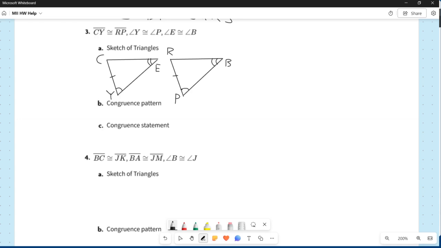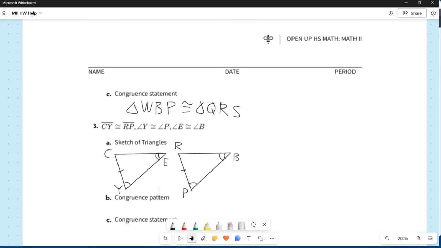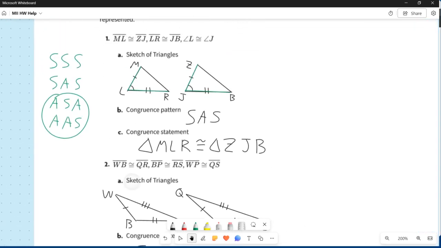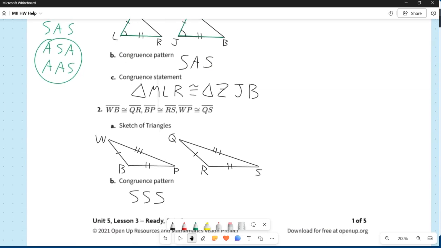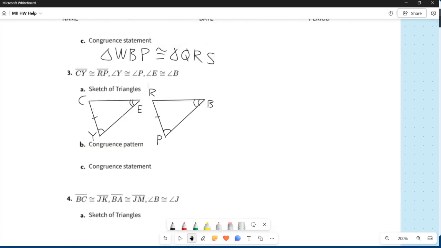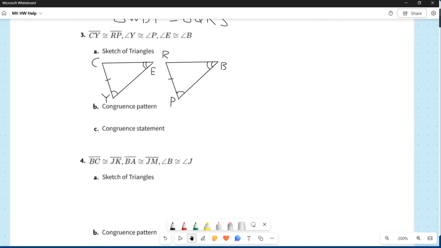So now for B, we want to indicate what congruence pattern we have here. Notice that we have 2 angles and a side. So we can choose between 2 statements. I wrote them back up here on the left. Of the 4 congruence statements, 2 of them involve 2 angles, ASA and AAS. And those 2 conditions are kind of the same in some ways.